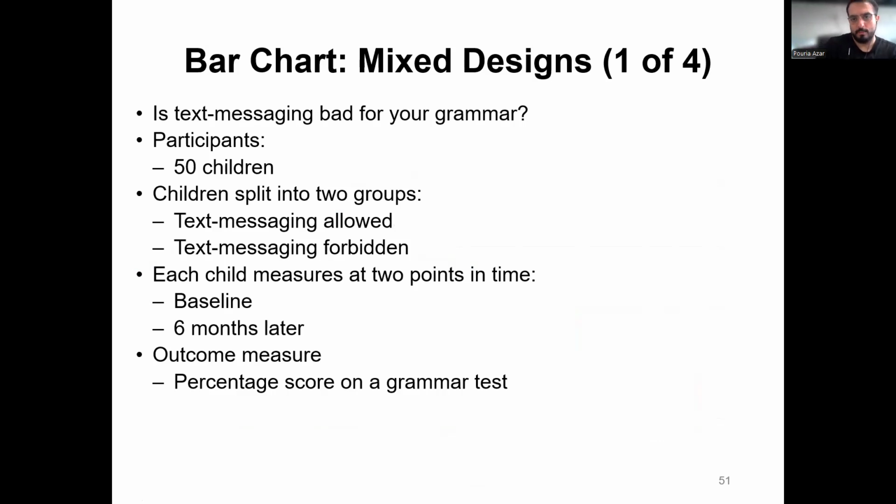And also we can have a mixed design. Mixed design is a design consisting of qualitative and quantitative variables. So we have 50 children, split into 2 groups, text messaging allowed, text messaging forbidden. Each child is measured at 2 points in time, baseline and 6 months later, and the outcome measure is the percentage score on the grammar test. So mixed design is kind of a repeated measures design, but we have different groups.